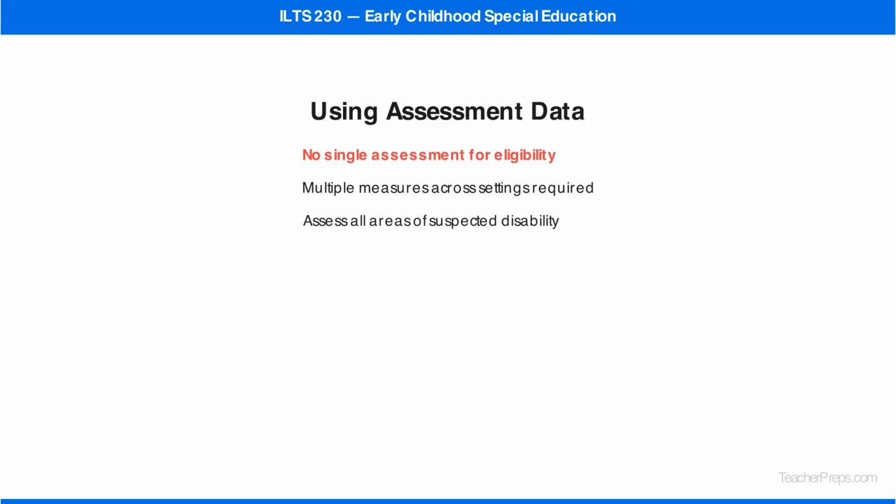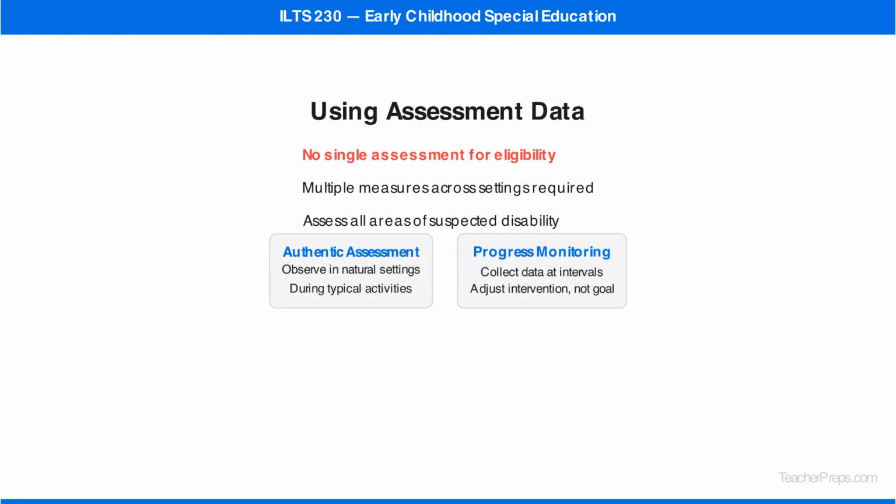Next, using assessment data to guide instruction. Once you have assessment results, you interpret them to make instructional decisions. Eligibility determination has specific legal requirements under IDEA. No single assessment can be used to determine eligibility. Multiple measures across multiple settings are required. Assessment must cover all areas of suspected disability.